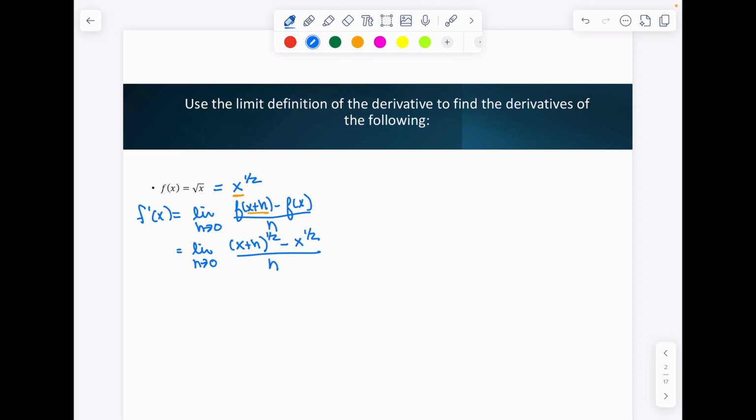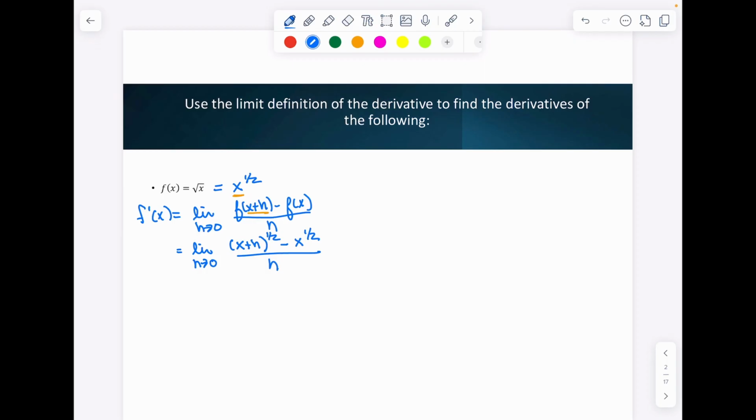If I were to directly evaluate this limit right now and replace h with 0, I'd end up getting x to the 1/2 minus x to the 1/2 over 0, which would be 0 over 0, which is an indeterminate form. What that basically means is I don't know what this is going to equal. I need to write it in a different form and try to evaluate it that way. I'm immediately noticing that 1/2 means I have square roots. That's another way to think about it.